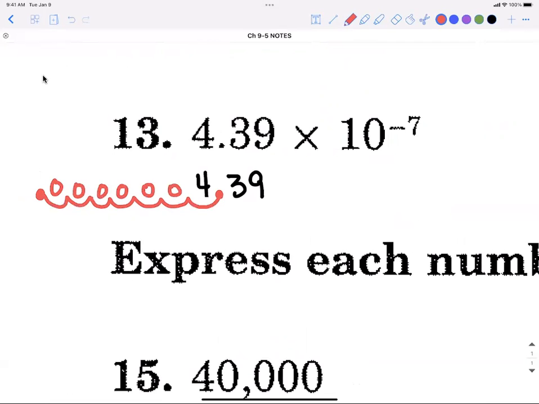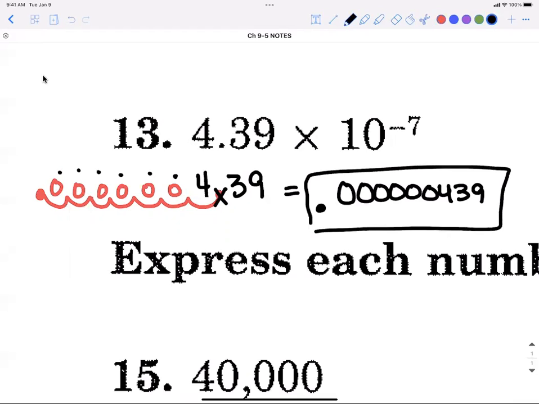Okay. And then you're going to write your correct answer as point and then count your zeros. 1, 2, 3, 4, 5, 6. So 1, 2, 3, 4, 5, 6. And then 4, 3, whoops, don't want that gap there. 4, 3, 9. Okay, so the decimal is no longer here.